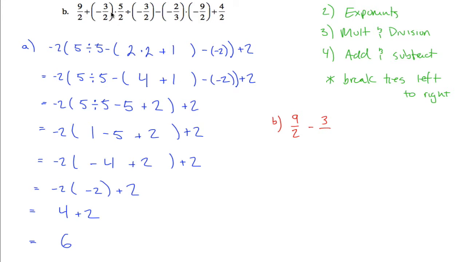So instead of plus negative 3 halves, how about I just write minus 3 halves? Then I want to multiply that by 5 halves, and I want to divide by negative 3 halves. I'll leave the parentheses there just so that I don't have an operation right next to an operation. And then I want to subtract negative 2/3.